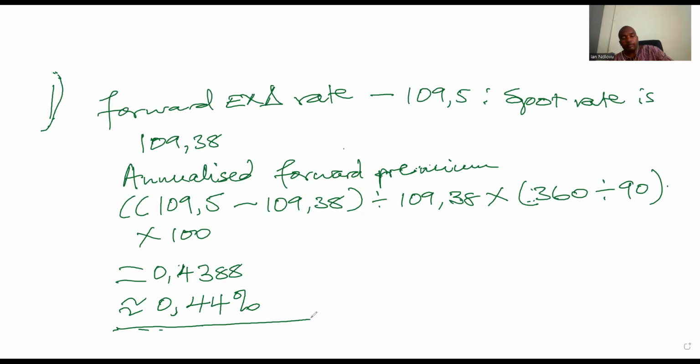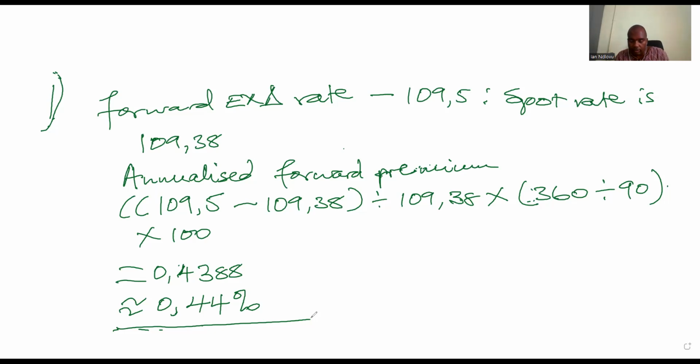The next thing is the interpretation. What does this positive annualized forward premium of 0.44% tell us? It tells us that the US dollar is strong relative to the Japanese yen, since the US dollar forward exchange rate exceeds the spot rate by a premium of 12 cents. It's 0.12 yen.